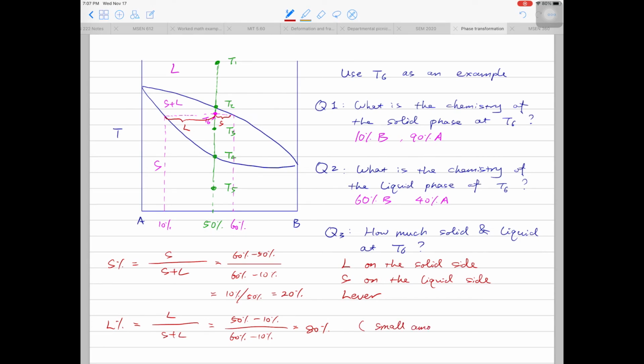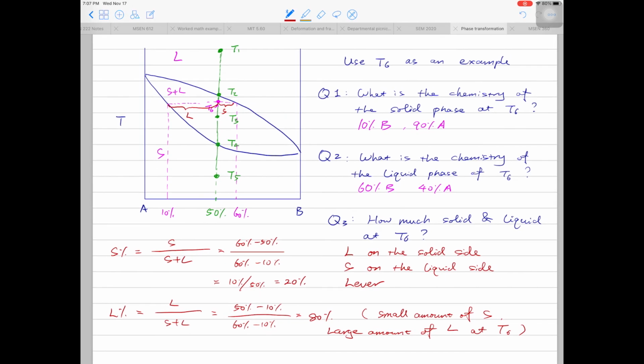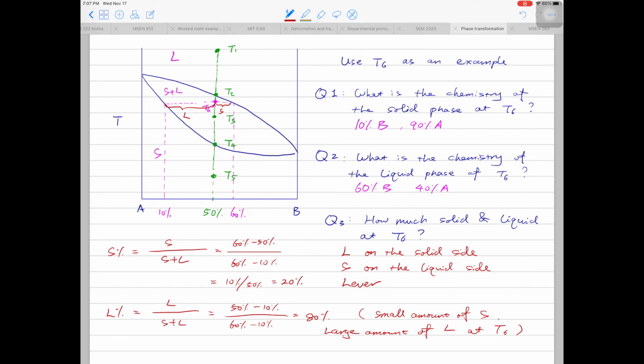In this example here, since T6 is not too far away from T2 on the liquidus line, qualitatively we know that we only have a small amount of solid phase forming and large amount of liquid phase remaining. Indeed, by applying the lever rule, we can calculate that the solid phase in this condition is only 20% mass fraction. In this and the previous videos, we only looked at the Gibbs free energy and the phase diagrams of the completely soluble systems. In the next video, we'll move into systems that have a limited solubility of the two constituents.